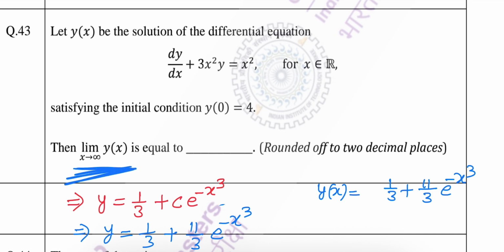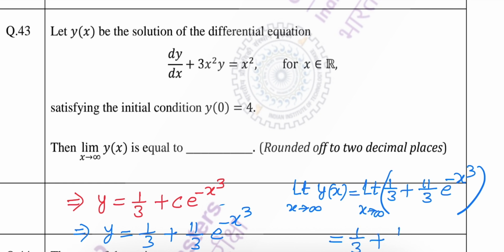and here you see the limit, and let us impose the limit on both sides. Limit x tends to infinity, then this will be 1 by 3 plus 11 by 3 e to the power minus infinity, and you know e to the power minus infinity is 0 because the value of e is greater than 1. So this will be 0, so the final answer will be 1 by 3, and in decimal this will be 0.33.